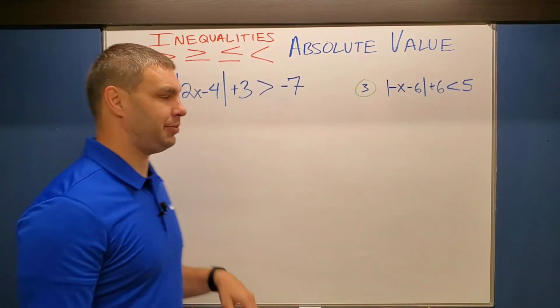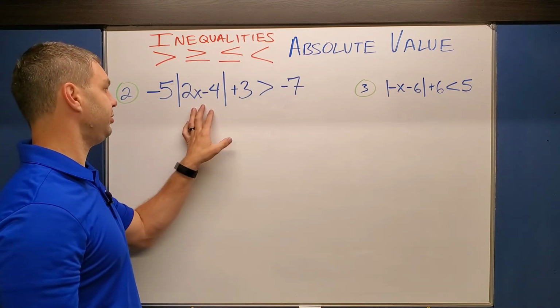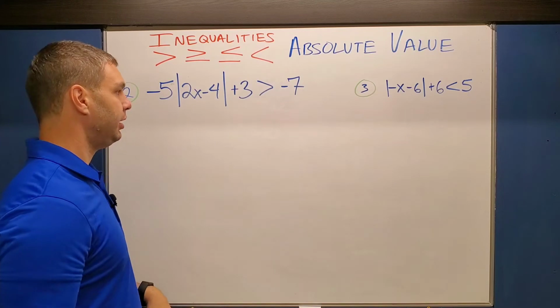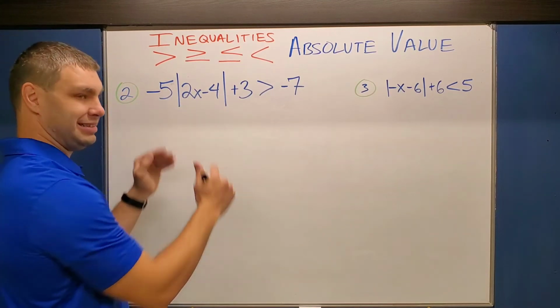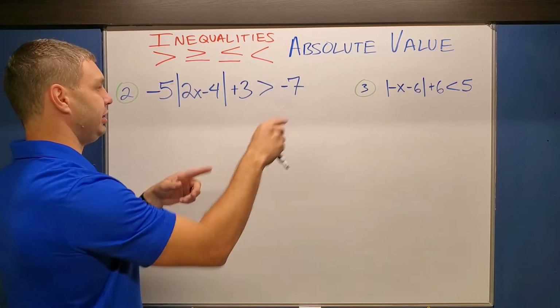All right, guys, number 2 I want to make pretty challenging. So we have a lot of parts going on here. It says negative 5 times the absolute value of 2x minus 4 plus 3 is all greater than negative 7. All right, so my absolute value bar is what I need to isolate. That's my first step, remember? And so we need to move this 3 and this negative 5 to the other side.